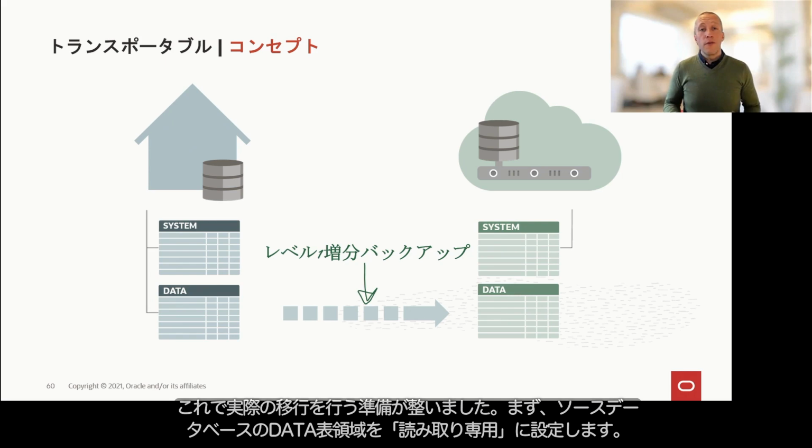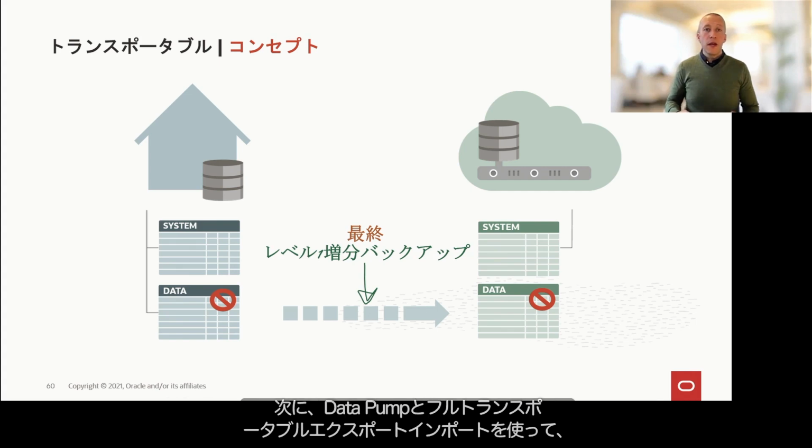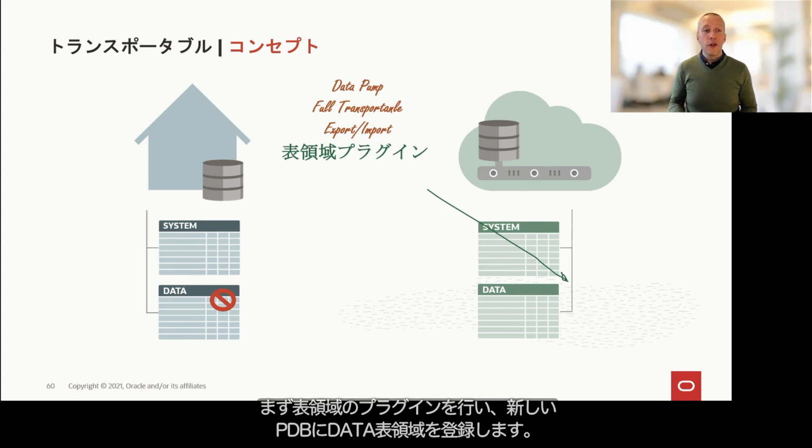So in a real situation, you would run this on a regular basis. Now we are ready to perform the actual migration, and we will start by setting the data tablespace read-only in your source database. Then we can perform the very last level 1 incremental backup and take the very last changes from the source database and put them into our target PDB. Then we can use Data Pump and full transportable export import to first do a tablespace plugin where we register the data tablespace in our new PDB.